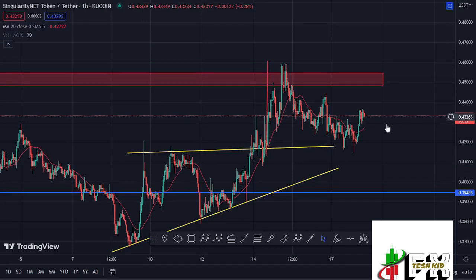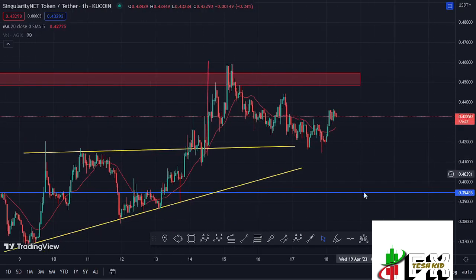Welcome back to TechKidFX for another AGIX price prediction update, which at the time of this recording is holding above the 20-day MA here on the 1 hour chart, which is now acting as support for us to continue gearing up. We are also trying to battle out with a key area of resistance at around the $0.45 mark, and the moment we manage to break above that, we can watch out for a successful retest before we can continue gearing up and continue unlocking higher prices.